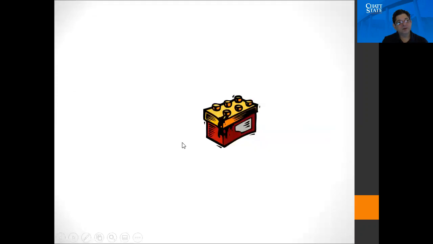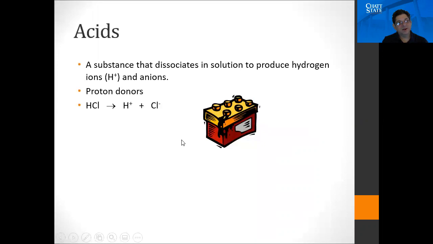All right, so here you go. This is the skinny on acids and bases. Acids are known as proton donors. They give off hydrogen ions, and they also release an anion. But that's the key: they give off hydrogen ions. That's what an acid does, and it's known as a proton donor.